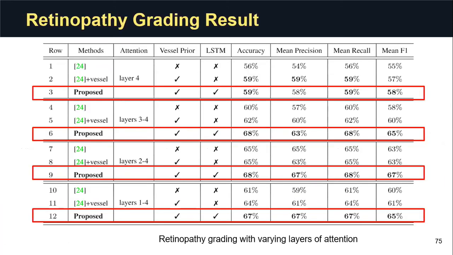So here is the 5-level retinopathy grading with different layers of attention. For the first 3 rows, we use only 1 layer of attention, and for the next 3 rows, we use 2 layers of attention, etc., until we use 4 layers of attention. So we can see that by using 1 layer of attention, the accuracy and precision are not changing that much, but as we add more layers of attention, we have a huge improvement in the accuracy as well as in the precision here.